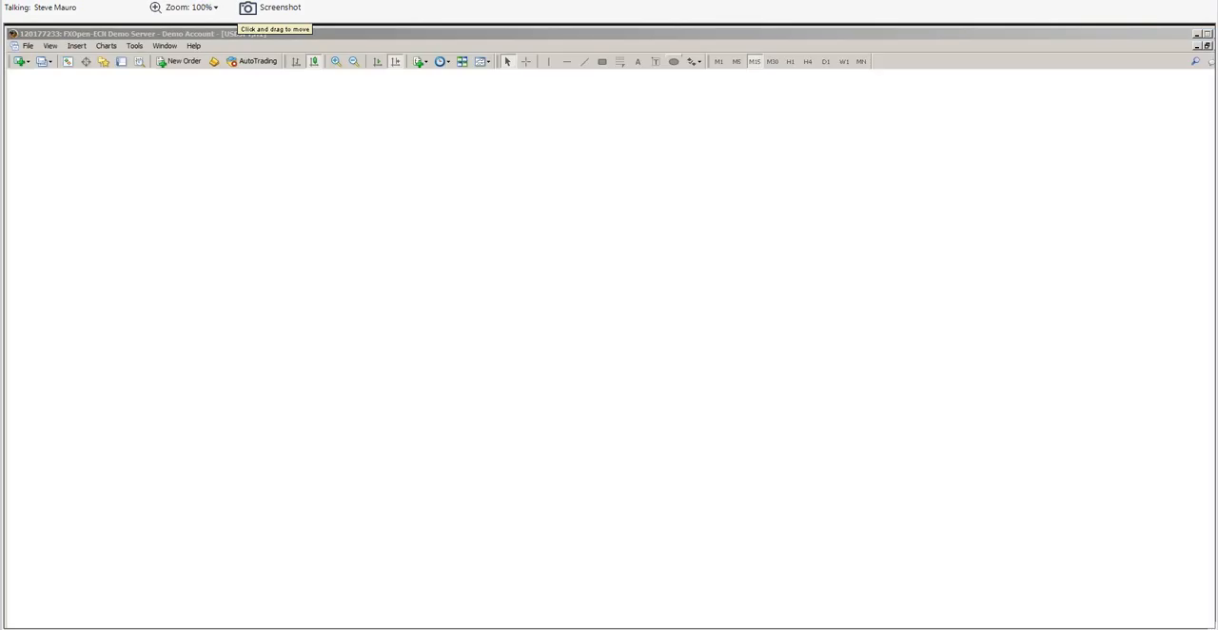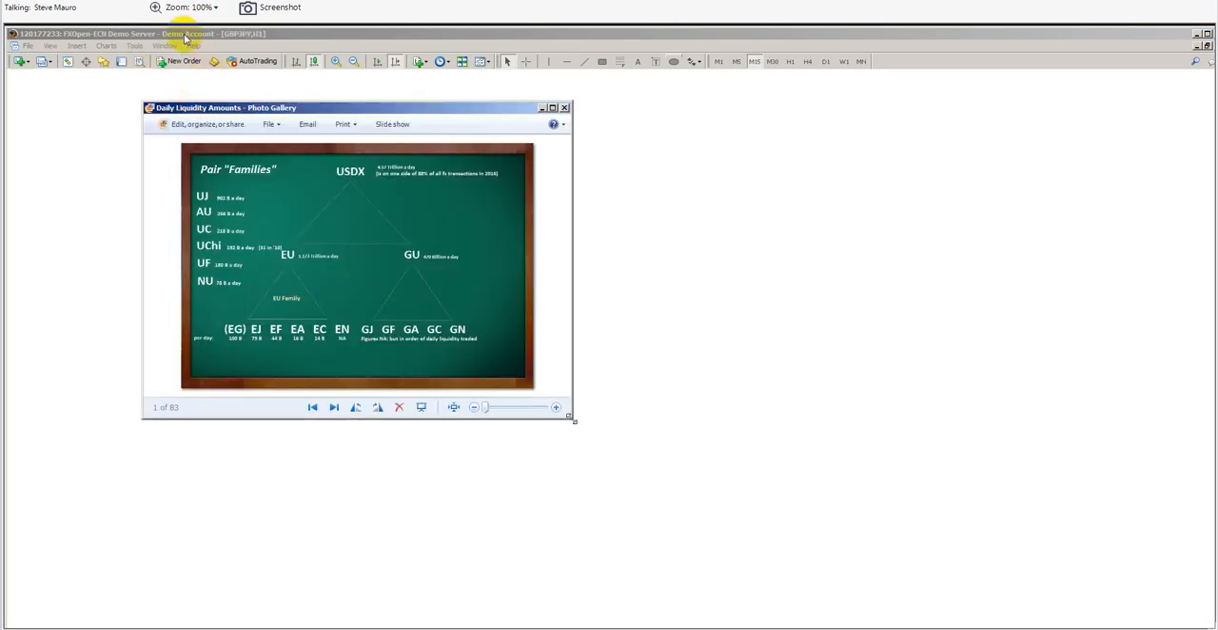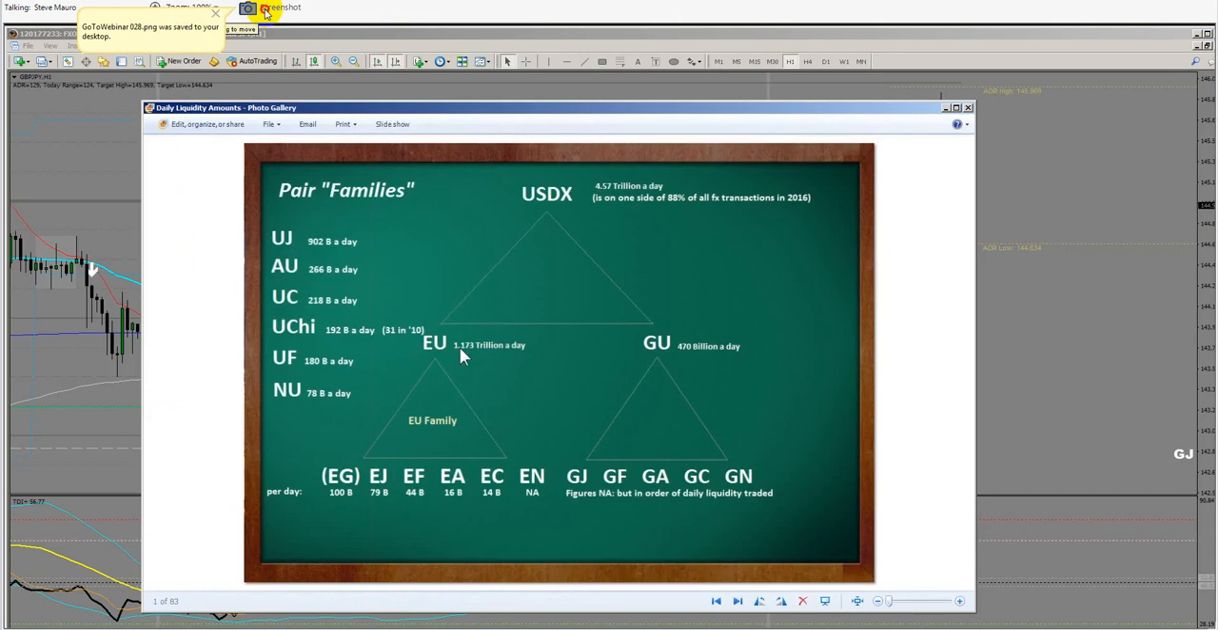Okay, so again, I showed you something that was very important. It's the daily liquidity amounts chart. And this is very important. It's hard math here. EJ is 79 billion a day. Euro is 1.17 trillion a day. So if you see a pattern in EJ that looks appealing and you go up to the larger pair that drives it and you see a pattern in the other direction, that cancels out the lower volume pair. Defer to the higher volume pair.